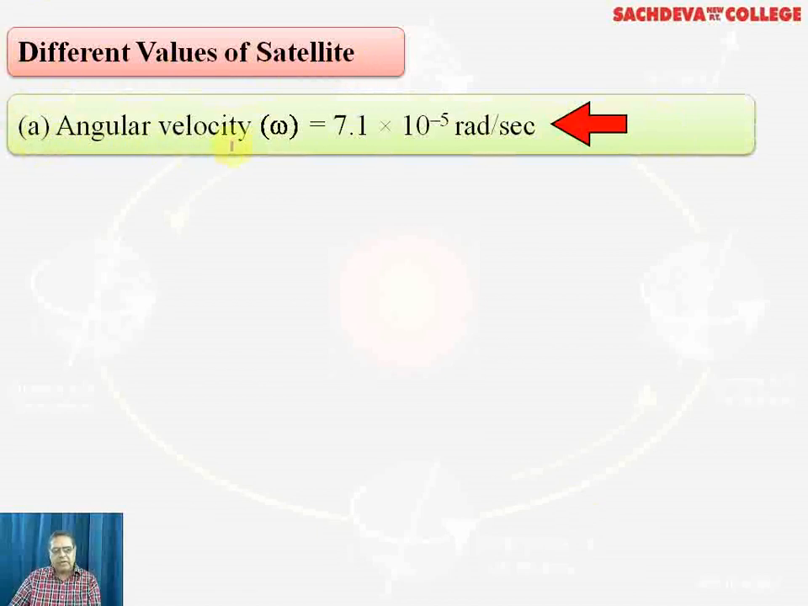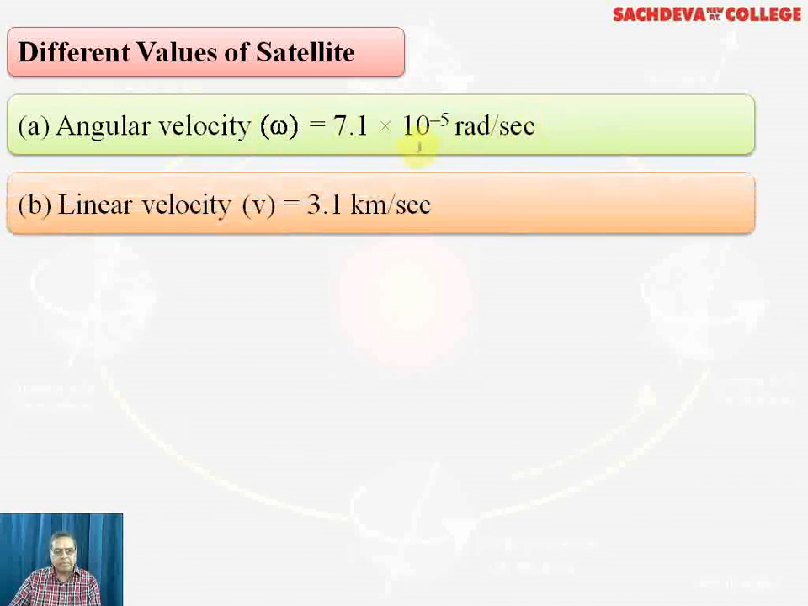Number one is the angular velocity omega, which is calculated by 2 pi r over v. Now we put in the values of r and v, and pi can be taken as 3.14, and by calculation it becomes 7.1 times 10 to the power minus 5. So angular velocity is indicated in radians per second.